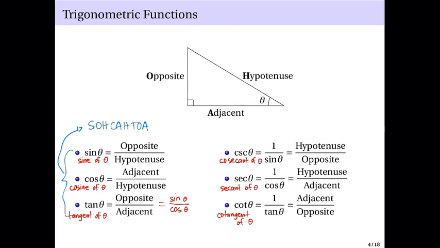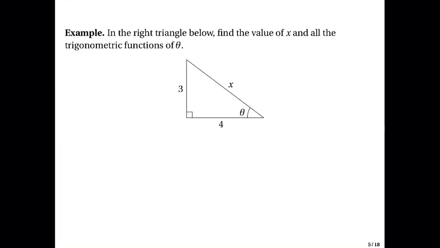So, any questions? Okay? So let us look at these examples now. In the right triangle below, find the value of x and all the trigonometric functions of theta. So this is a right triangle.